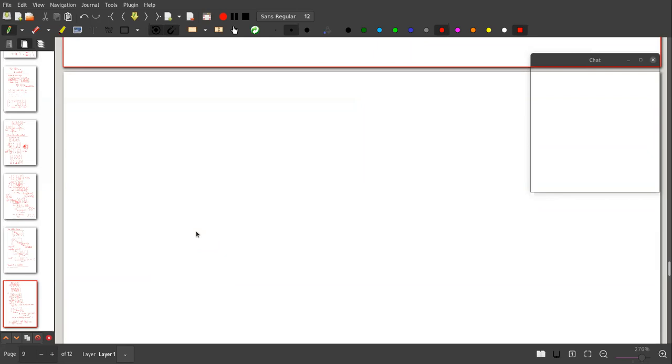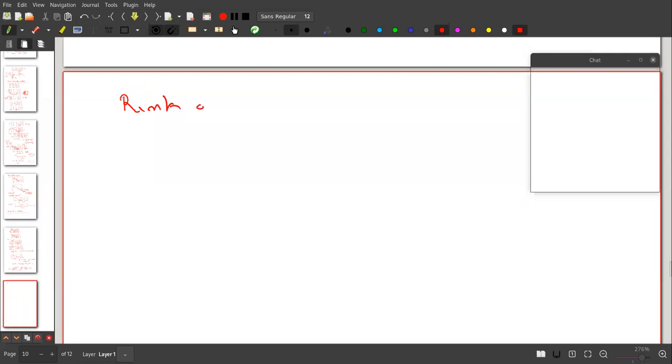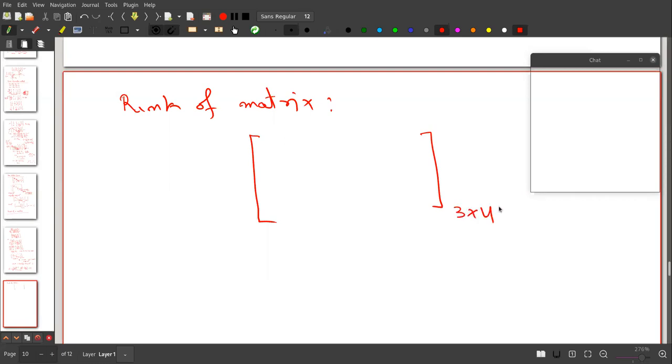So we have to calculate the rank of a matrix. What will be the rank of a matrix? This is not a square matrix. It's a 3 by 4 matrix: 1, 2, 2, 4; 2, 4, 6, 8; 3, 6, 8, 10. All you have to do is to do the row operations.